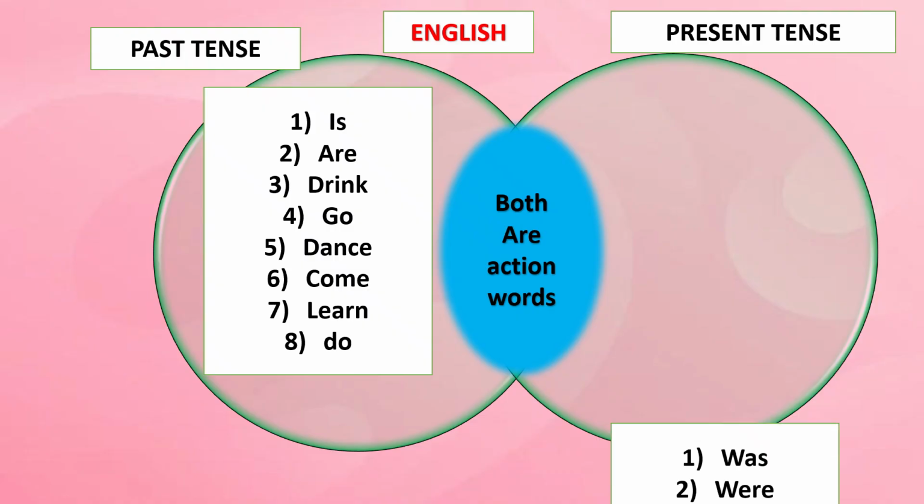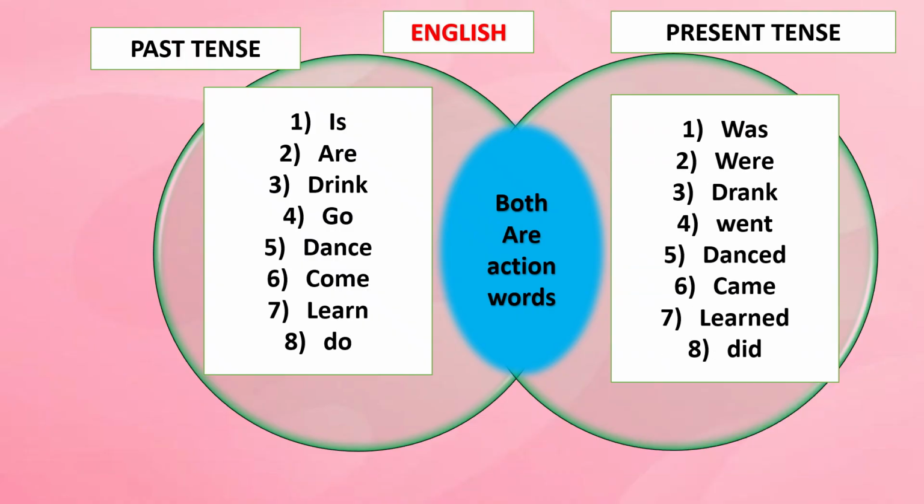So both are action words. Now this side, what will come? Was, were. So straight opposite. Further, they have to write drank. Go means went, dance, danced, come, came, learn, learned, do, did.